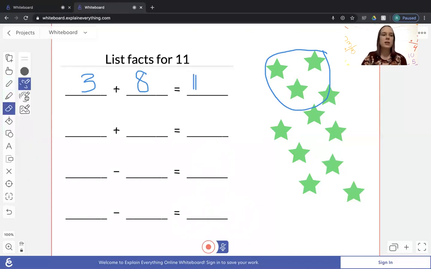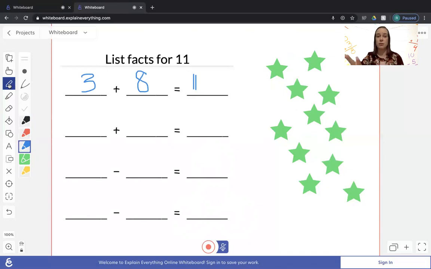Now, one thing you can do is you can go through there and just flip-flop. So instead of 3 plus 8 equals 11, you could flip-flop that to be 8 plus 3 equals 11, and that would be fine. Or you can do what we did a second ago and draw another circle.